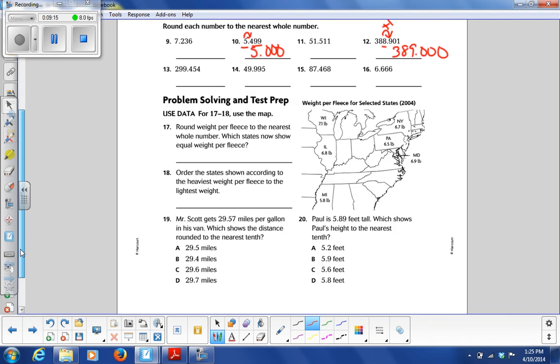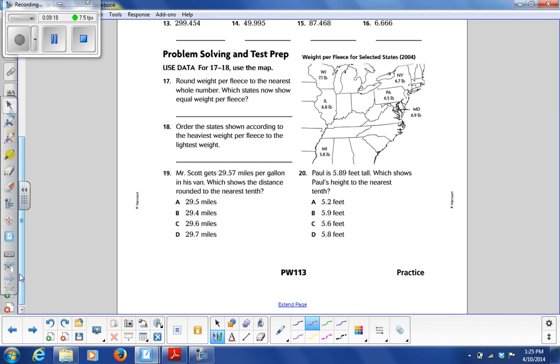All right, let's take a look at these word problems. So for 17 and 18, you're going to use the map. Round weight per fleece to the nearest whole number, which states now show equal weight per fleece. So you're going to round these, all of them, to the nearest whole number. Okay, so I'm going to underline the number in the ones place, first room of the house. Okay, and then I'm going to see which states now show equal weight per fleece.